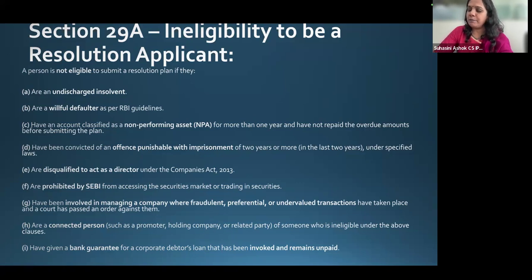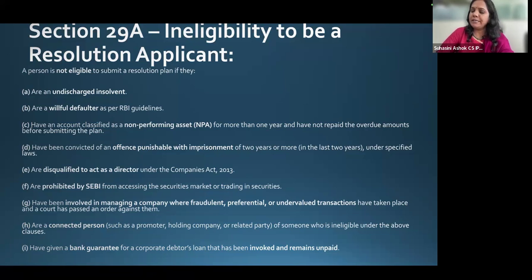For an MSME, the existing promoters, if the corporate debtor is an MSME, can submit a resolution plan. But however, under section 240A, which was introduced, for MSMEs also, there is an exception. All the section 29A clauses are applicable except clause C and clause H. So we have to be very clear, even for the MSME, when the RP or the liquidator is doing a diligence, they have to ensure that section 29A is complied with, except C and H, which are not applicable.